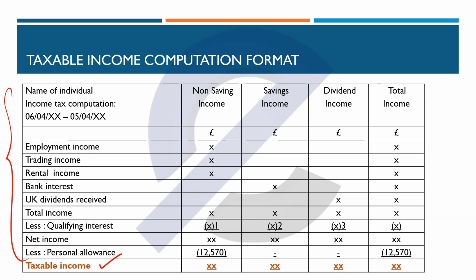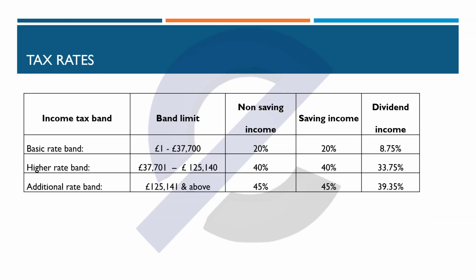You may recall that the sources of income are categorized as non-saving, saving, or dividend income because of the different tax rates that are applicable on them. The tax rates applicable on each category of income are as follows. Now, this key piece of information will be made available to you in the live exam in the tax tables, so it doesn't need to be memorized, but its application needs to be correct in order for easy marks to be scored.